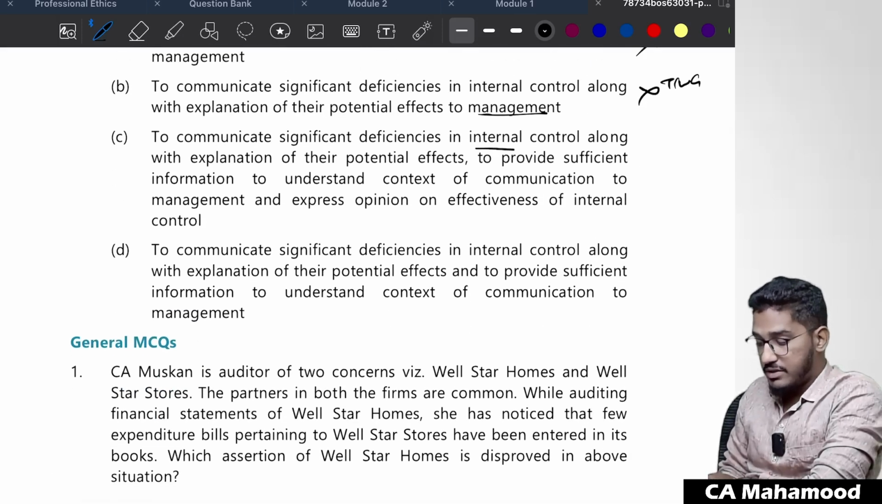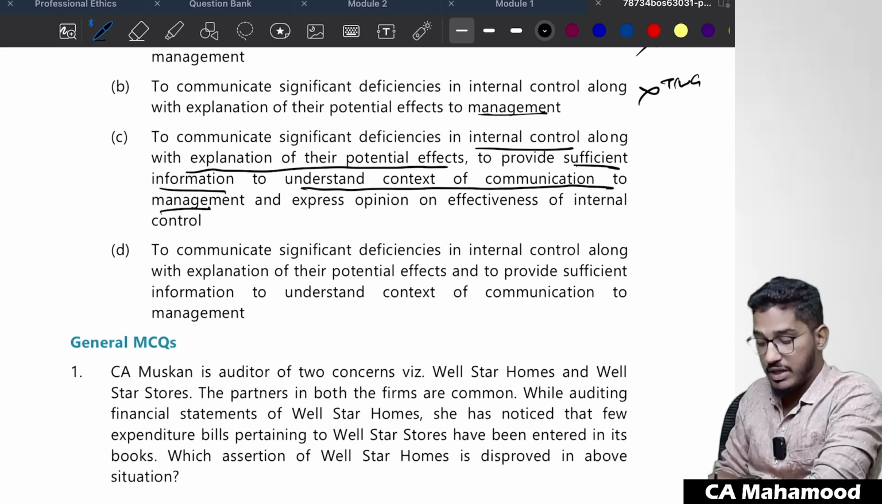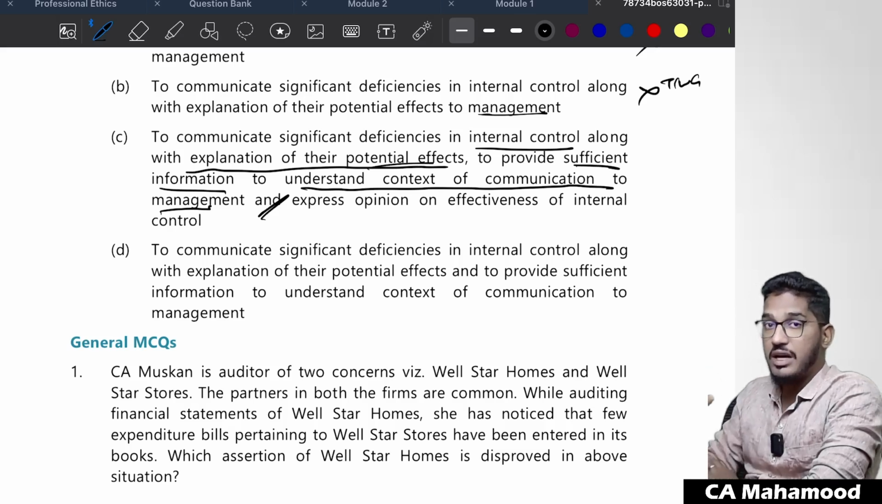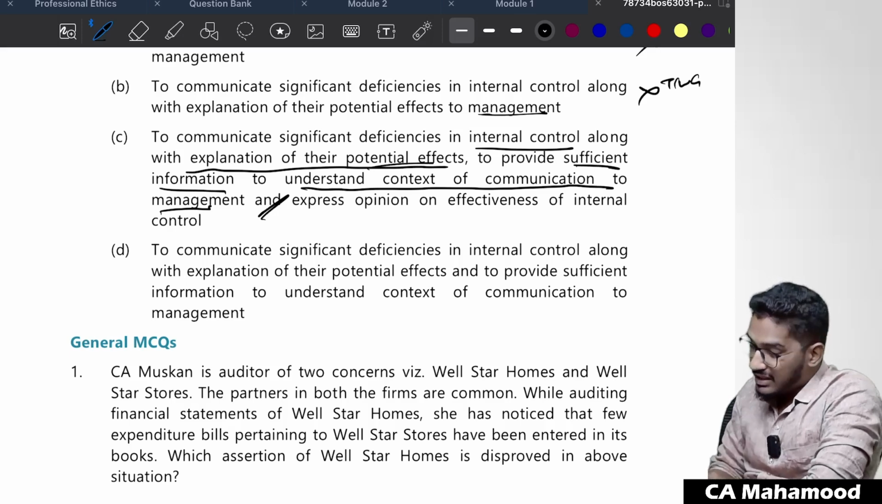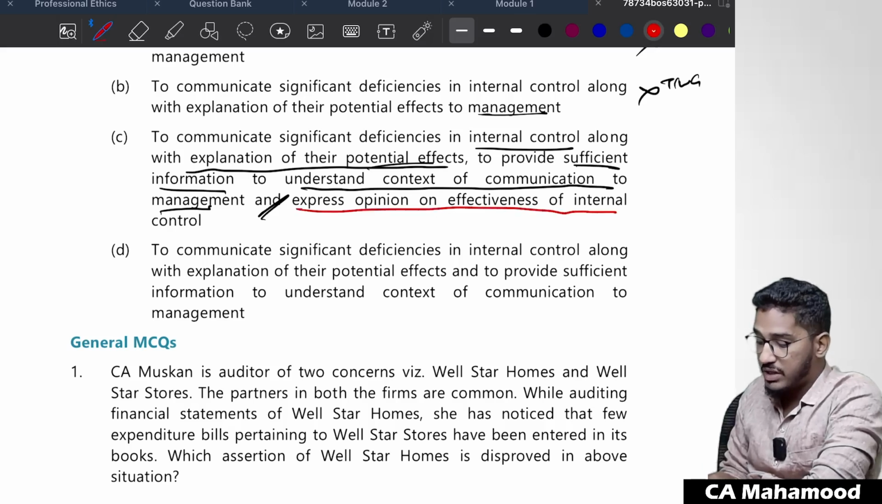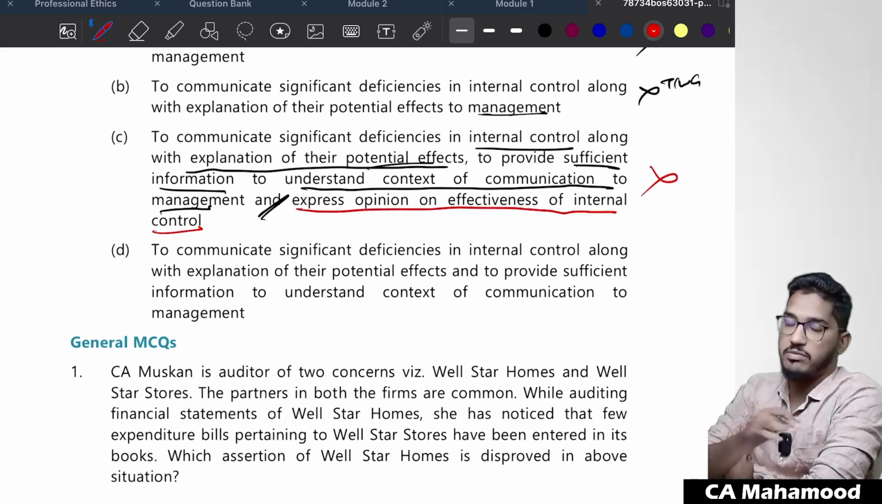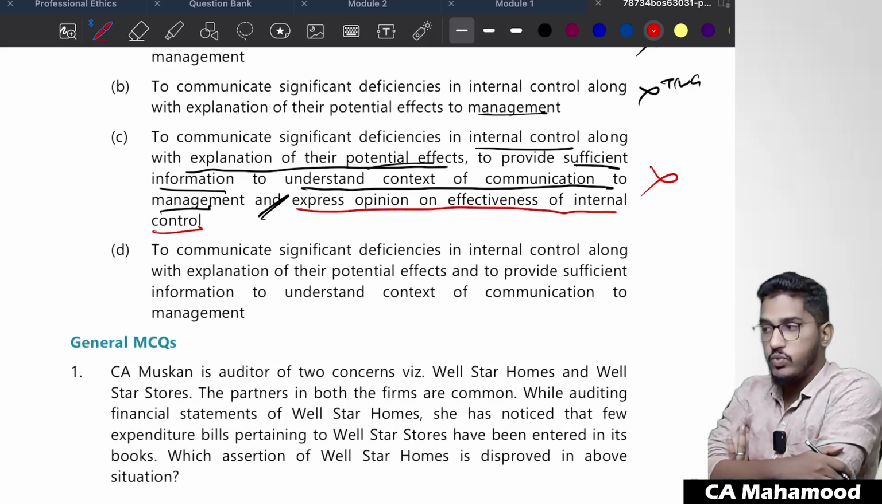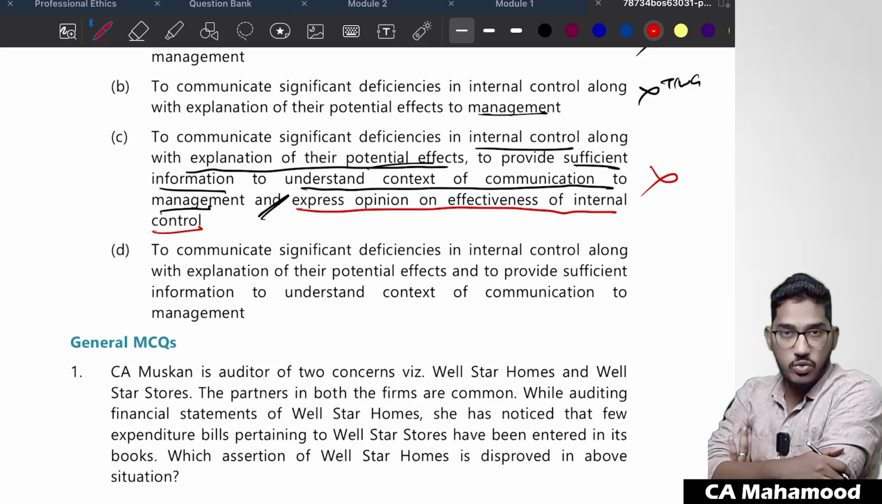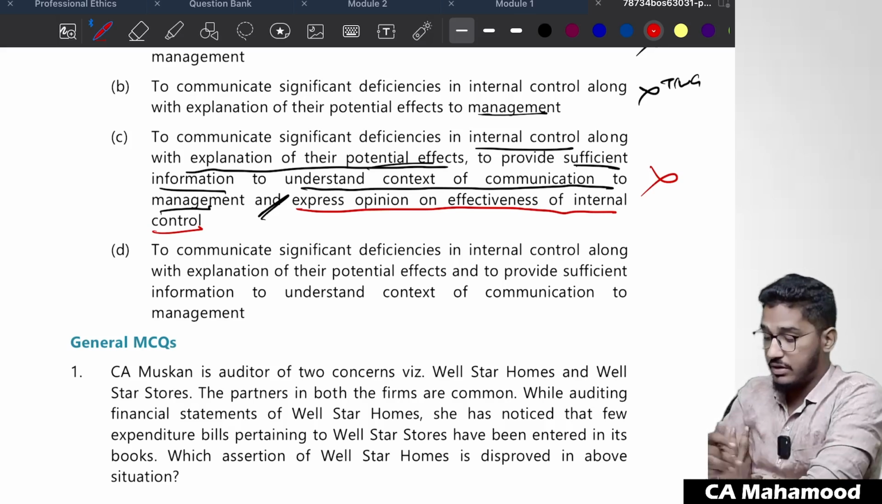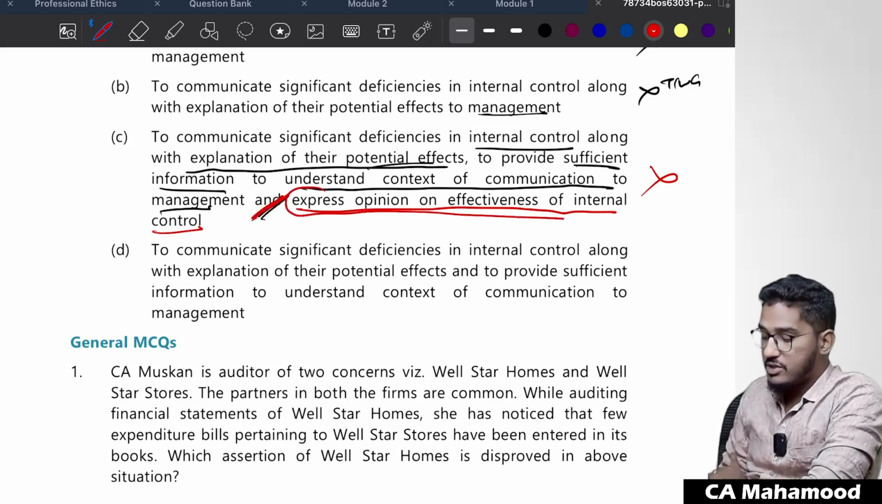To communicate significant deficiencies in the internal control along with explanation of their potential effect, and also to provide sufficient information to understand the context of the communication to the management. Till here everything is correct. You have to communicate deficiencies, tell what is their impact, and give sufficient information to make them understand the reporting in a much better way. And here it is wrong: and also you have to express an opinion on the effectiveness of internal control. This is nowhere expected from the auditor. As an auditor, you are required to express an opinion only on the financial statements. Till here it is correct, but the last thing is not a part of auditor's responsibility. So this option is also wrong.